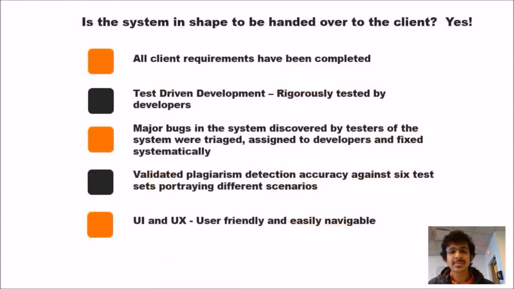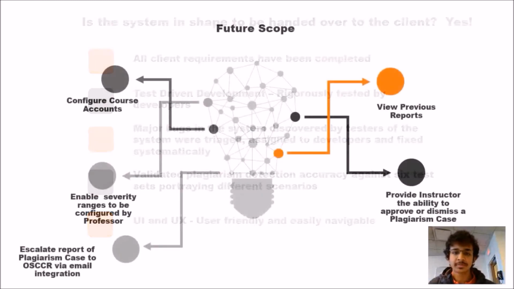We really feel the system is in shape to be handed over to the client solely because all client requirements have been completed. We have rigorously tested the system. All the bugs that were discovered by testers were triaged and assigned to developers and fixed extremely systematically. We validated the detection of plagiarism and the accuracy against 6 sets of tests where we portrayed different scenarios. And we've ensured that the system is user-friendly and easily navigable from one screen to the other.